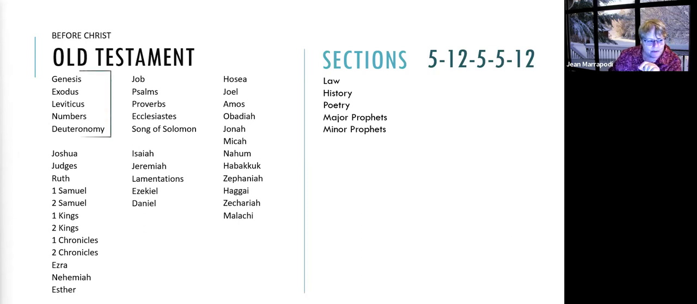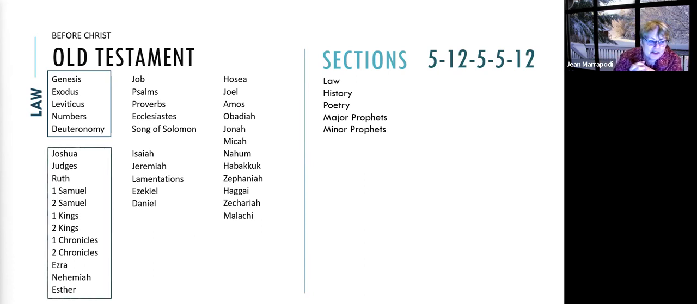The first section we call the law. That's where we have the beginnings in Genesis, and we have the wandering in the wilderness and God giving all of the laws. And these books go into the detail about the sacrifices and the rituals and the building of the tabernacle. And there's a lot of details in them. And it chronicles the history of the nation of Israel wandering around in the desert, waiting to go to the promised land. The next section is history. And it begins with Joshua.